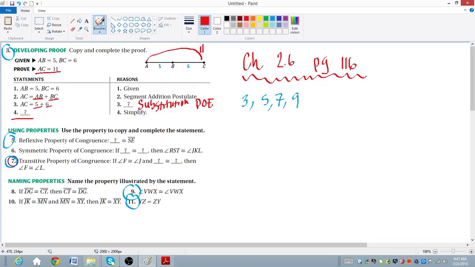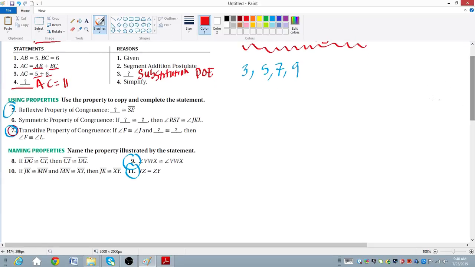And then from here to here, I know that AC is equal to 11. This is exactly what we're trying to prove. And how do I come from that step? Well, I simplify. From here to here, I take 5 plus 6 to get to 11. That's number 3. Next, number 5.